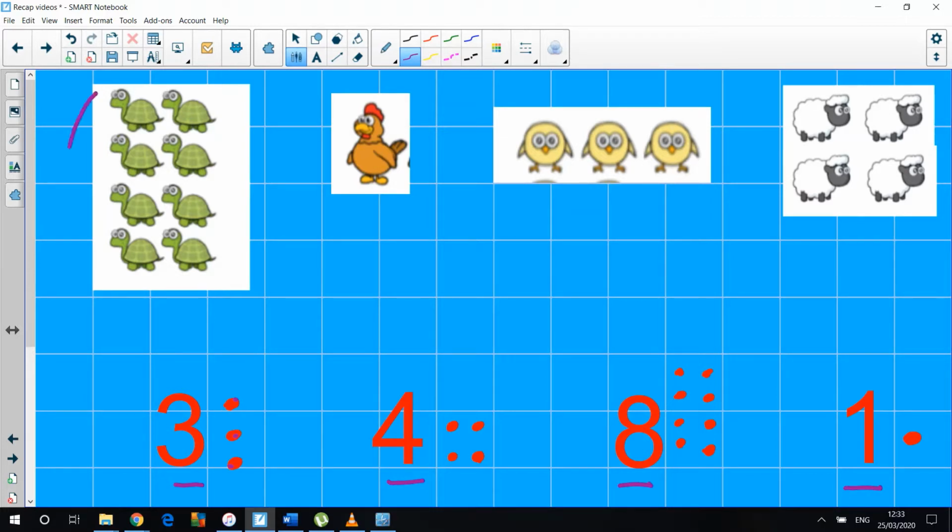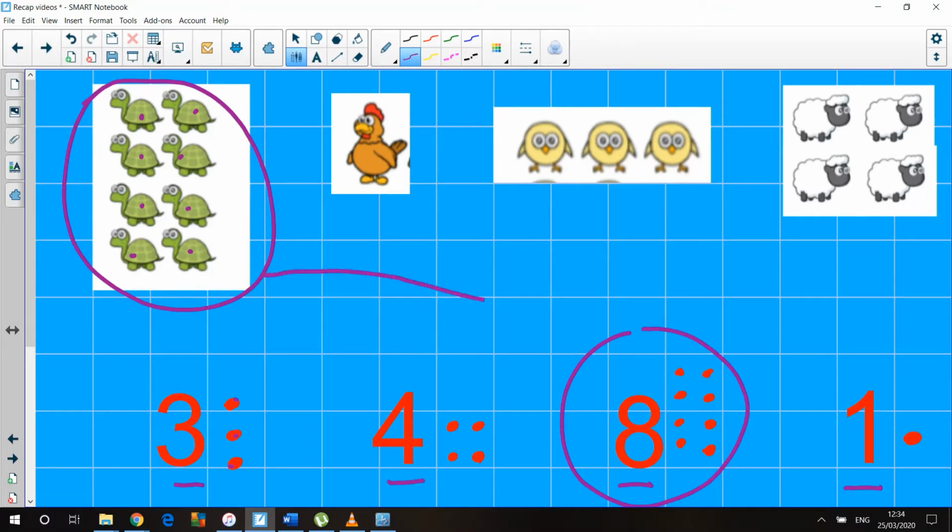Now, do I think it's this one that's 3? Well, we can count it. 1, 2, 3, 4, 5, 6, 7, 8. So there's 8 there altogether. Do I think that is 3? No, I don't. Have I got that number 8 though across my bottom? Yes, there it is. So what I'm going to do is draw a line between the 8. We're still looking for this number 3 though. Let's move on to the next one.